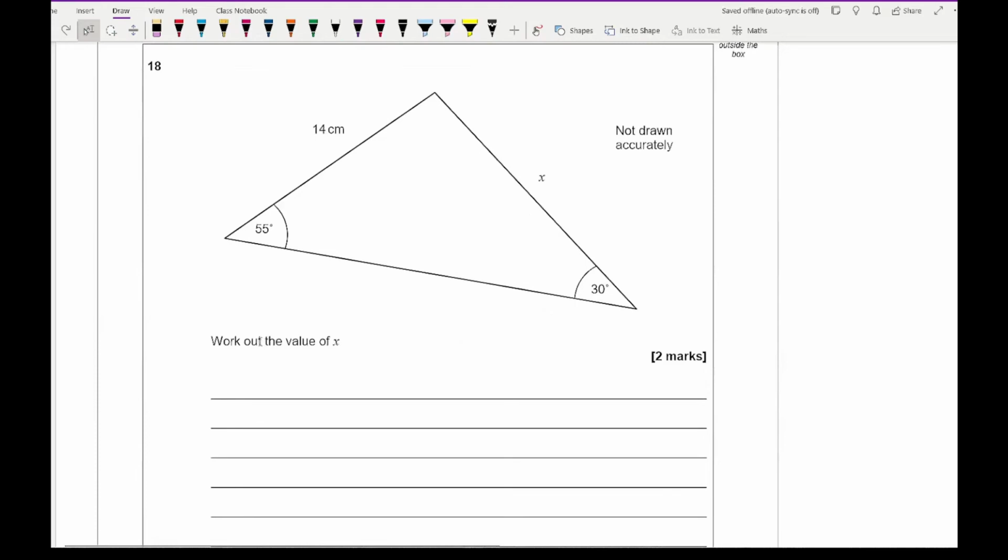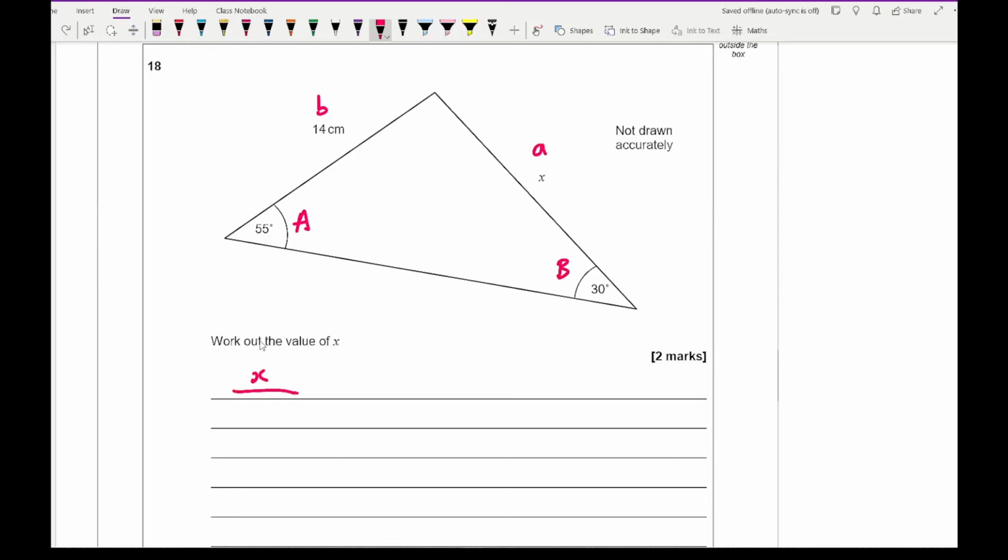Moving on to question 18, it says work out the value of x. So here we've got a non-right angled triangle, so it's going to be either using cosine or the sine rule. We've got 2 angles and 2 sides, so we're going to be using the sine rule. So labelling this up, let's label our first angle A and the opposite side little a. Then we've got B and little b.